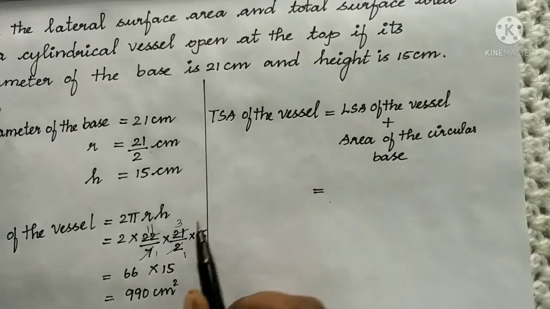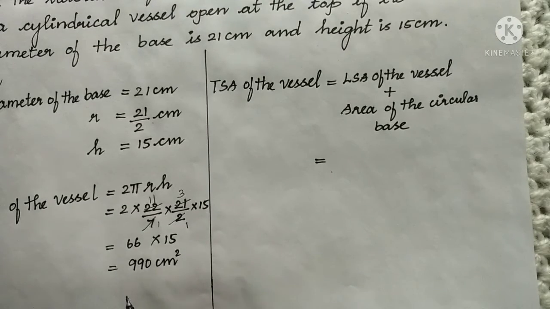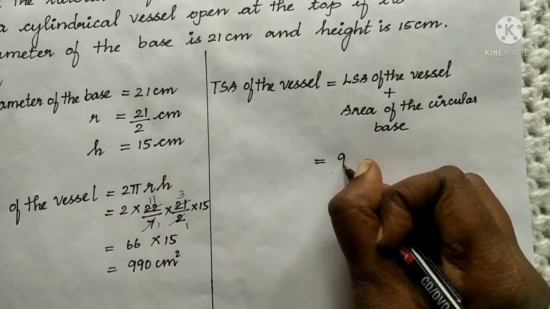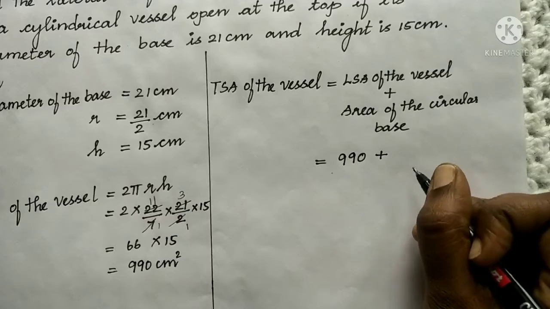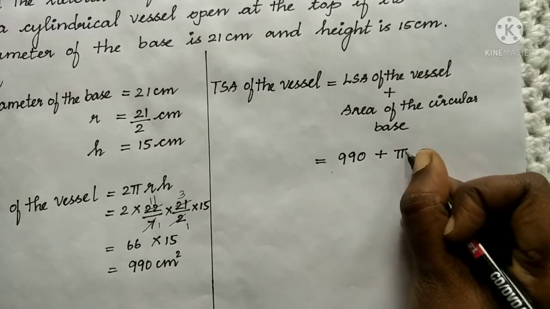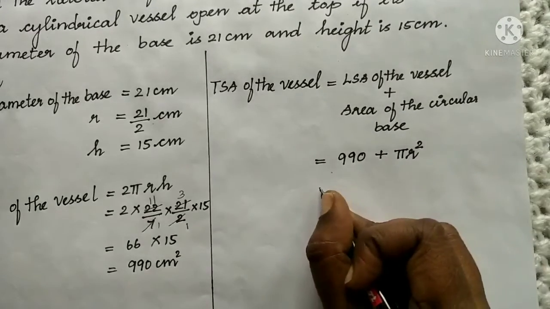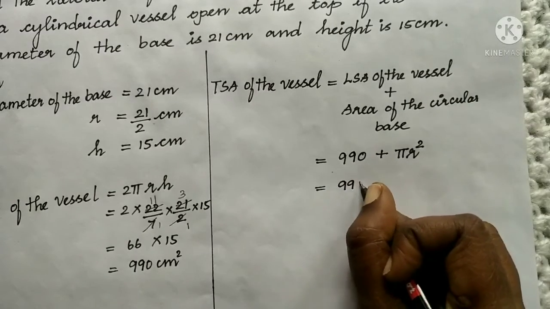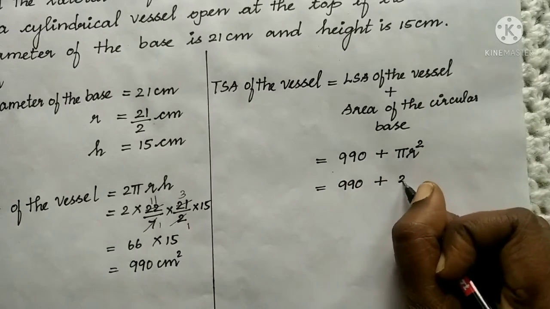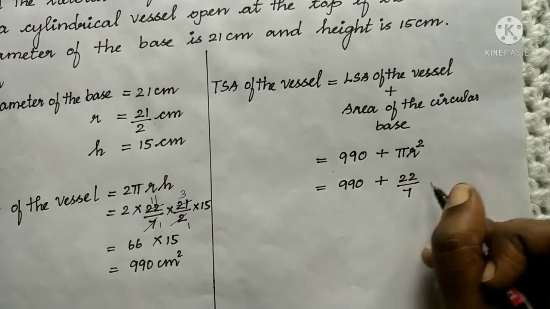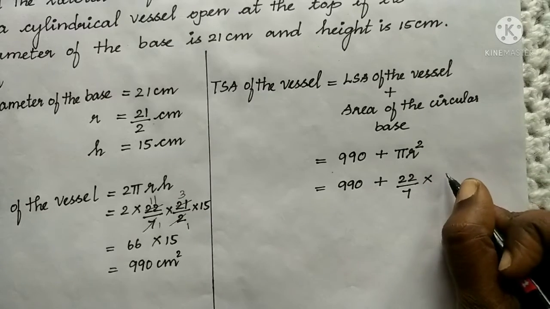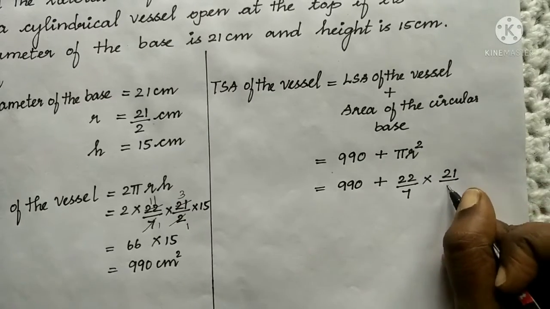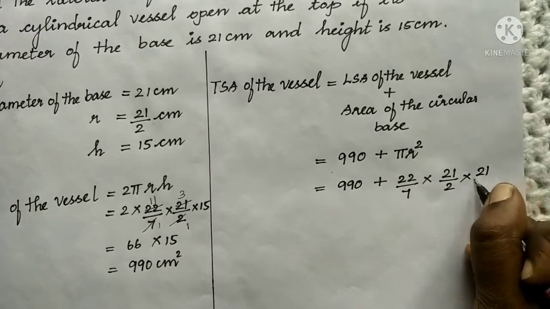We already know the LSA of the cylindrical vessel is 990 centimeter square. So, we will substitute this here. LSA of the cylindrical vessel 990 and area of the circular base is pi r square. 990 plus value of pi is 22 by 7 and our radius is 21 by 2. Since r square is there, we will write 21 by 2 into 21 by 2.